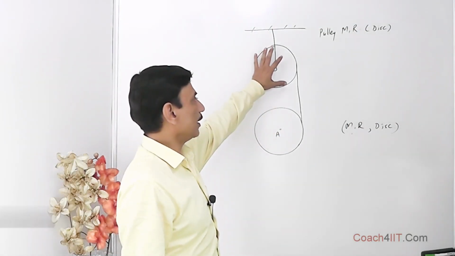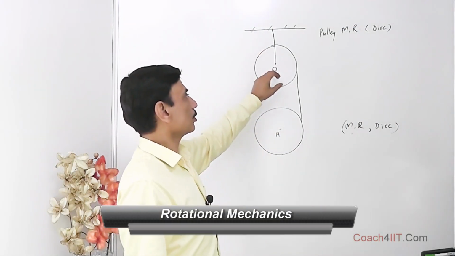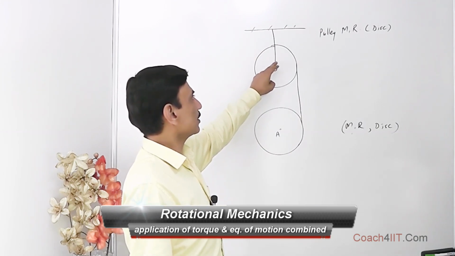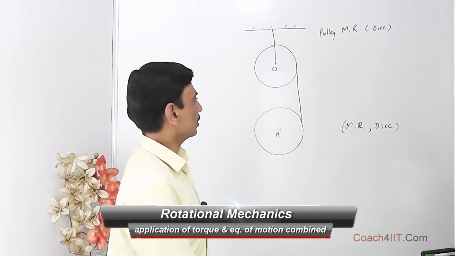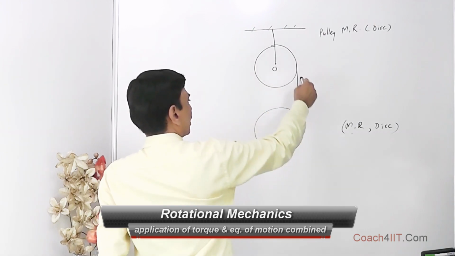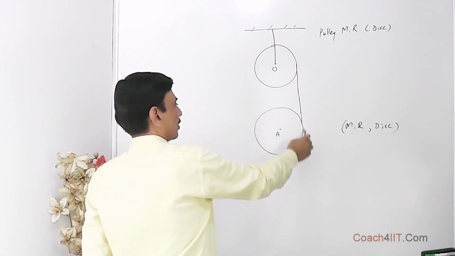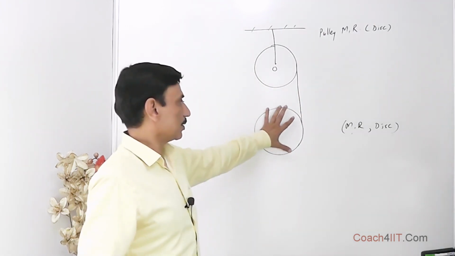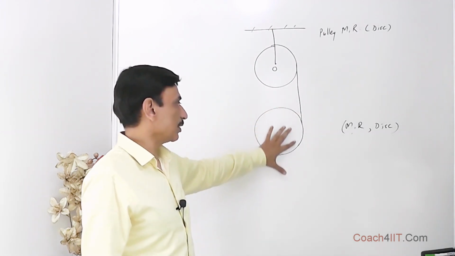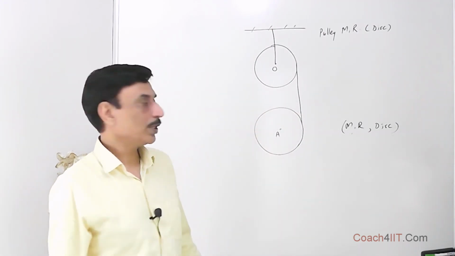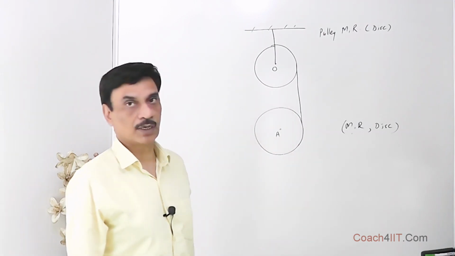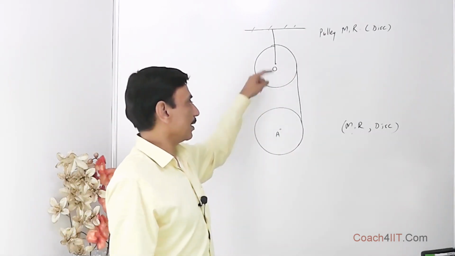We have two identical discs. This disc is also working like a pulley, which is fixed to this rigid support. Our string is wound over here, and this is the other disc over which the string has been wound. Now this is released. When this is released, obviously this will be going down with some acceleration. We are asked with what acceleration this will come down. Both the discs have the same mass and same radius.